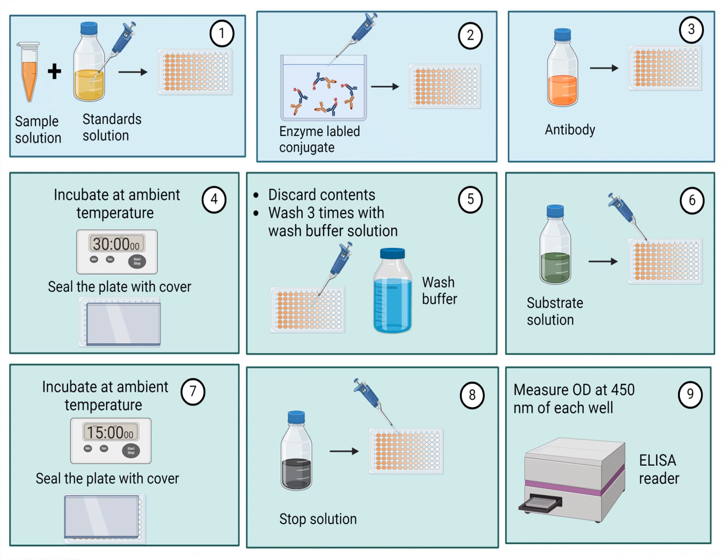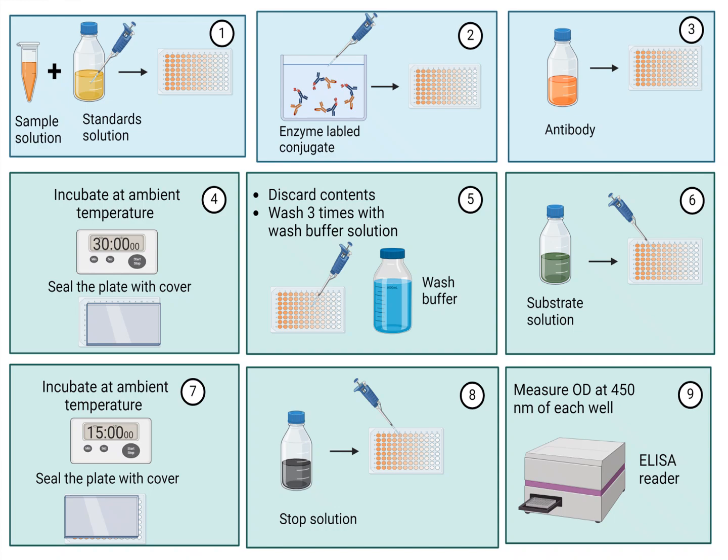Here's the picture of performing ELISA on a feed sample. So I already prepared the feed sample for the ELISA. I took the sample solution plus the standard solution and poured onto the ELISA kit. Then I add enzyme label conjugates on it. Then I add antibodies. After that, I incubate at ambient temperature, and then I seal the plate with the cover.